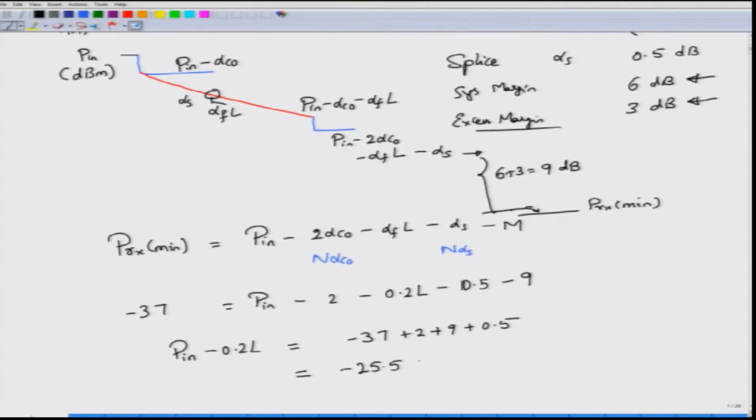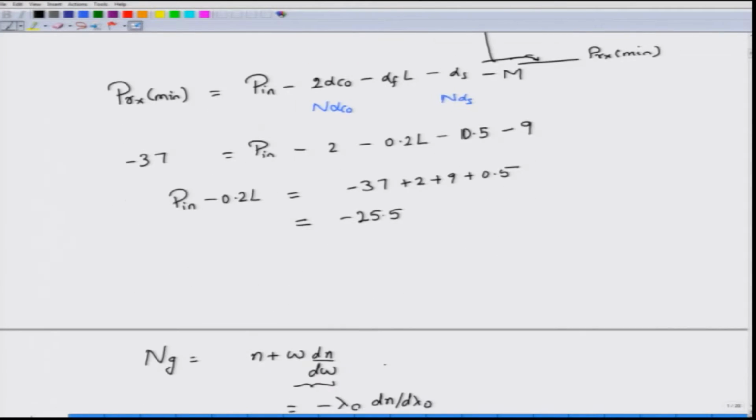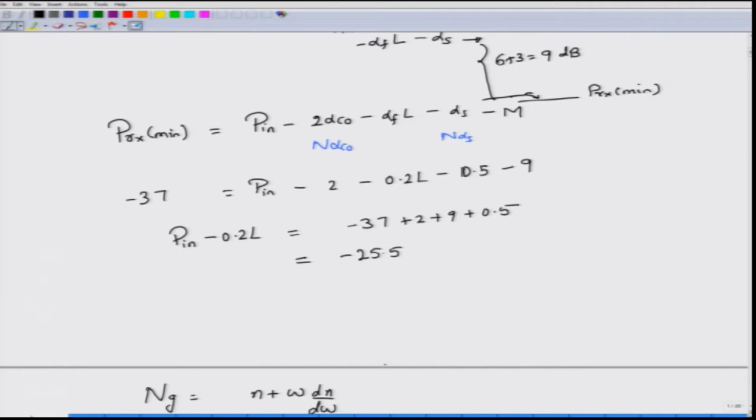Okay. So, this would be the power that you are looking at. This equation is what you are looking at. Now, it is interesting, I actually have 2 variables. So I can rearrange the variable slightly. I can rearrange it in this way. Let me write this as P in is equal to minus 25.5 plus 0.2 into L. Now I will plot L versus P in.